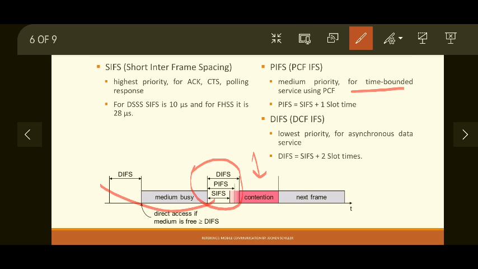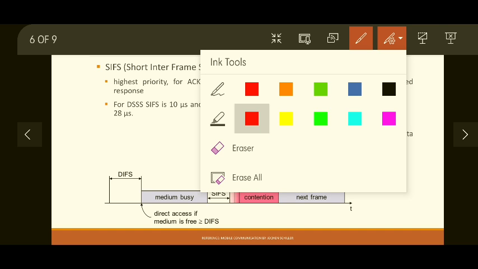If a user has a time bounded service offered by PCF, it will wait for only, sorry, PIFS amount of time, not SIFS, PIFS amount of time. If a user wants to send an acknowledgement, it will wait for SIFS amount of time. And if another user is getting asynchronous data service, then it has to wait for DIFS amount of time. After all these times, the contention period will begin. They will compete within that contention period with each other, and after that they can transmit if the medium is free. How this contention happens, we are going to see now with one example.